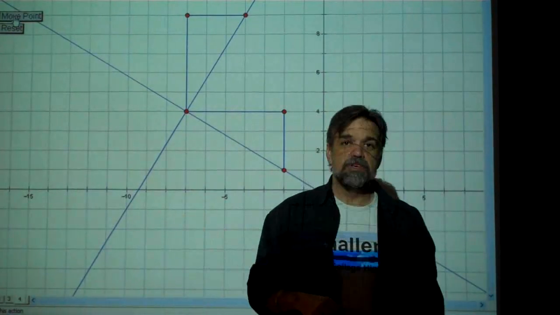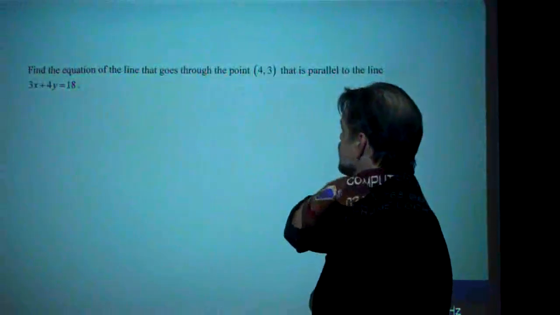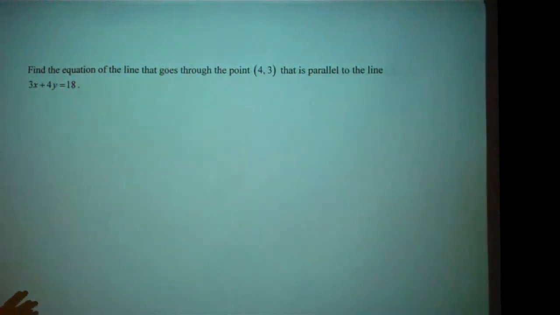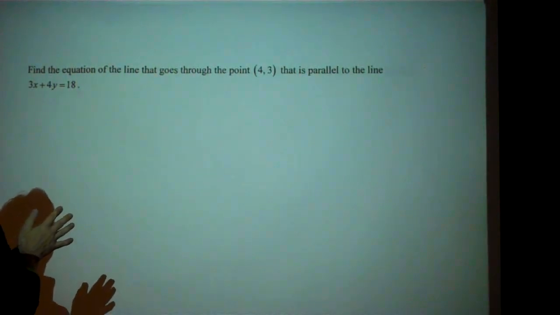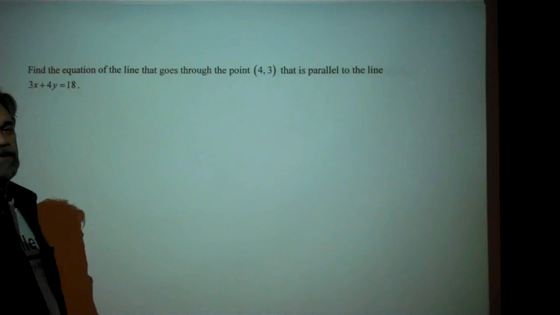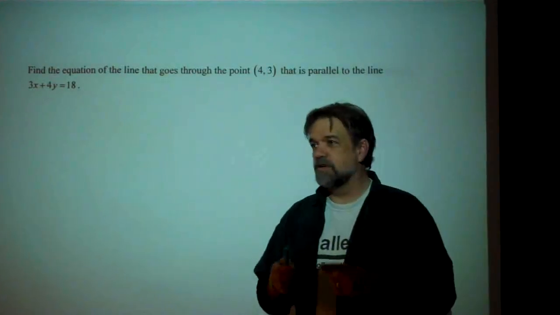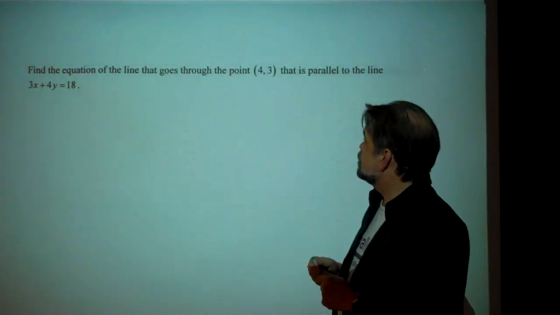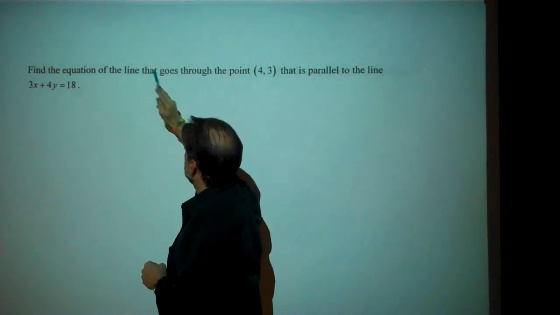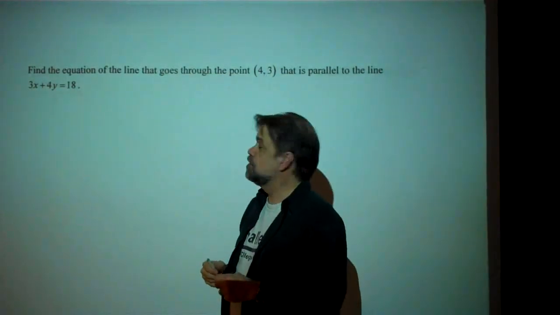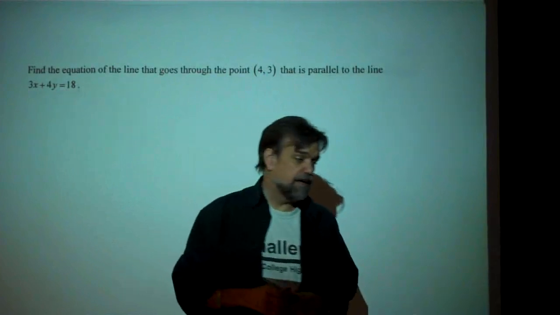Okay? So how do we use this? Well, let's say we have a problem that we have to solve here. This says, find the equation of the line that goes through the point 4, 3 that is parallel to the line 3x plus 4y equals 18. Standard form. Okay. Well, if they're parallel, what did we just learn? That means they have the exact same slope. So my line has the same slope as this line, and it goes through this point. So first I have to find the slope of that line right there.